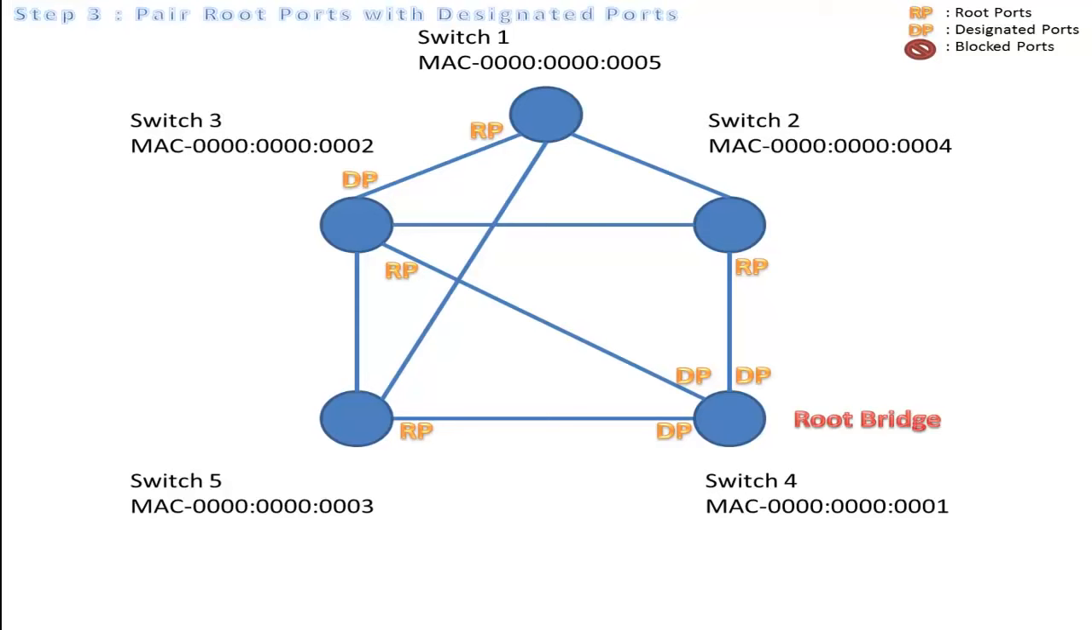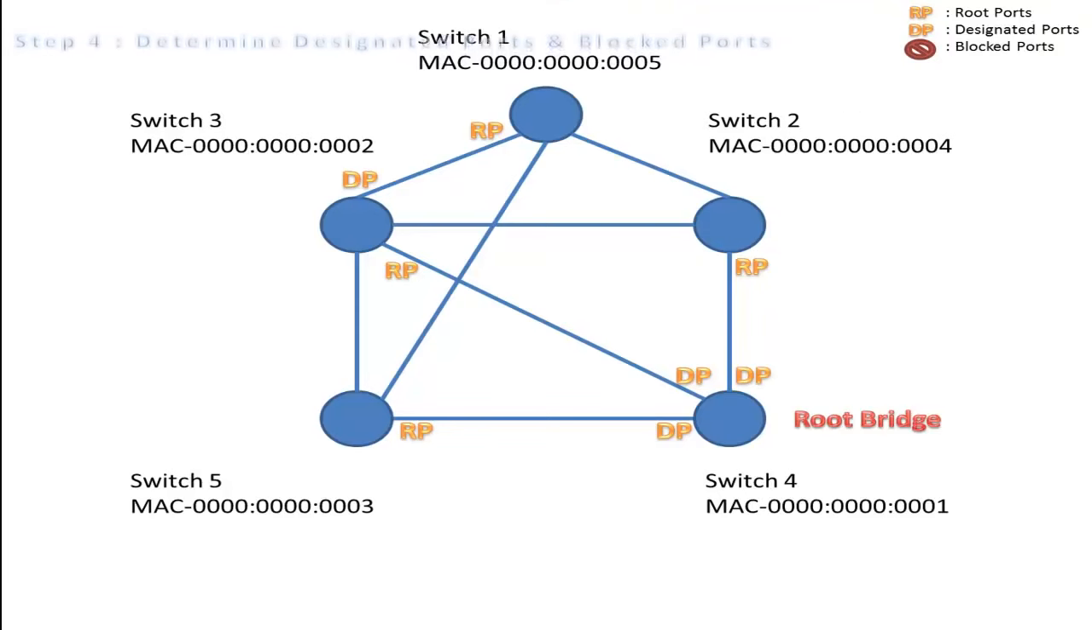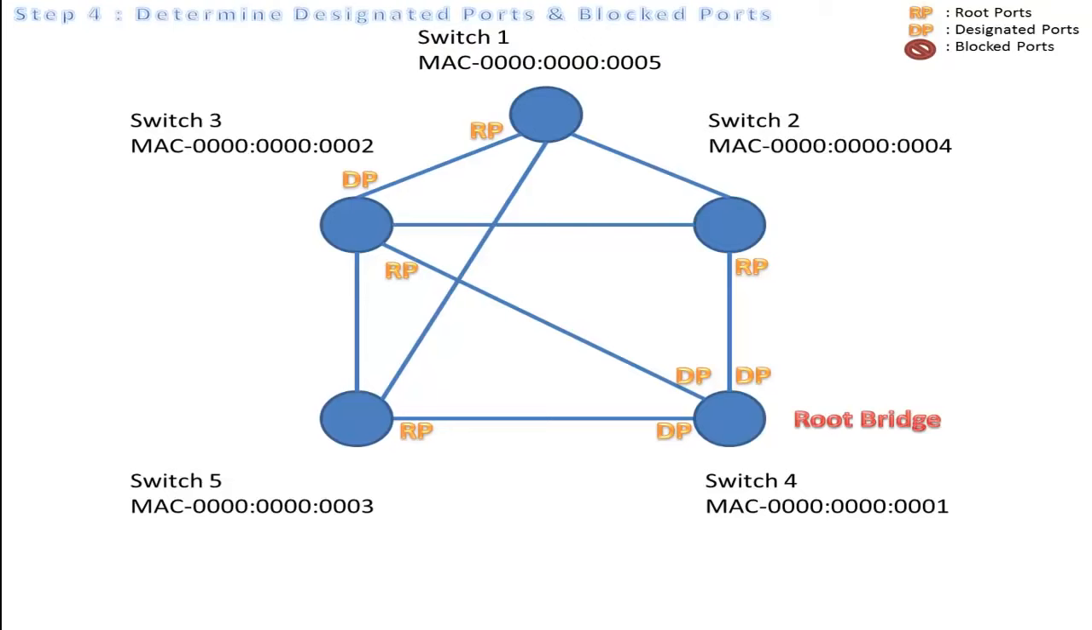Next, for all the remaining LAN segments in the non-root bridges, we must determine the designated port and the blocked port. To do so, we give priority to those having the lowest cost to the root bridge, then the lowest bridge ID, and then the lowest port ID. Switch 5 is already connected to the root bridge, thus we do not require the network connecting switch 3 and switch 5. Since the MAC address of switch 3 is smaller, we block the port at switch 5.